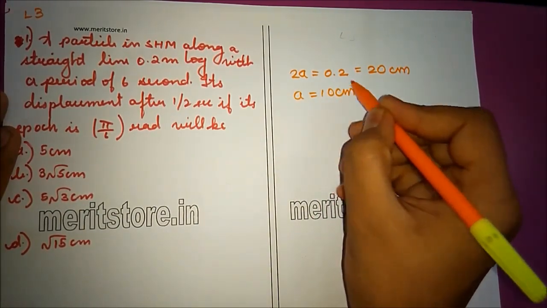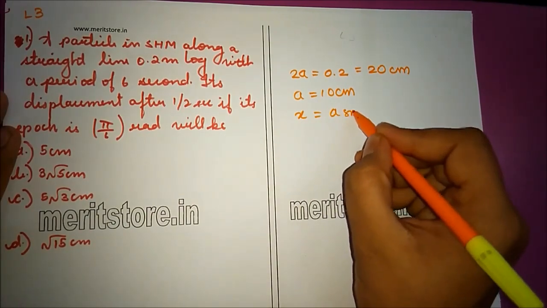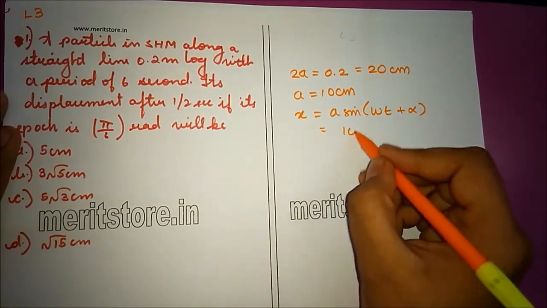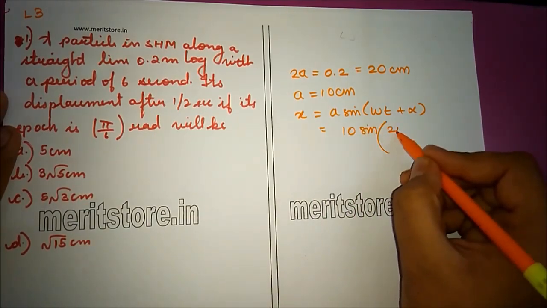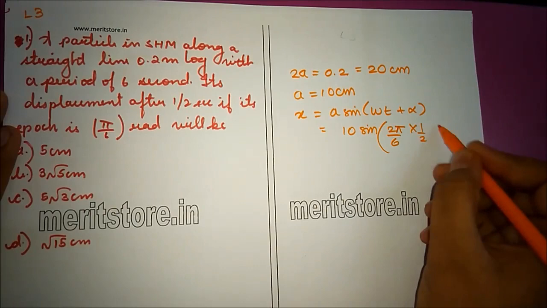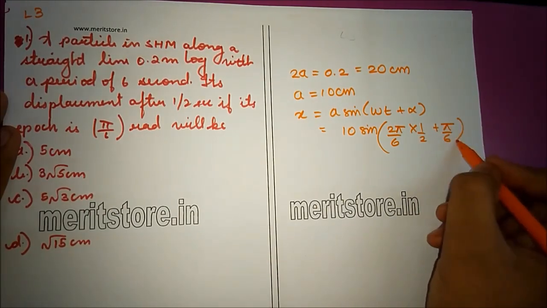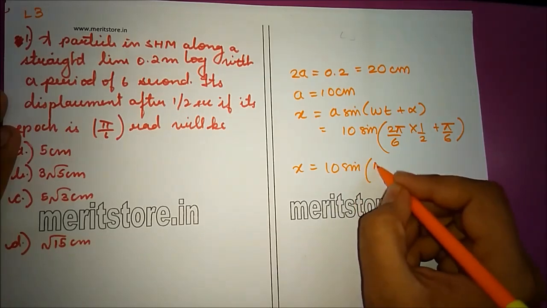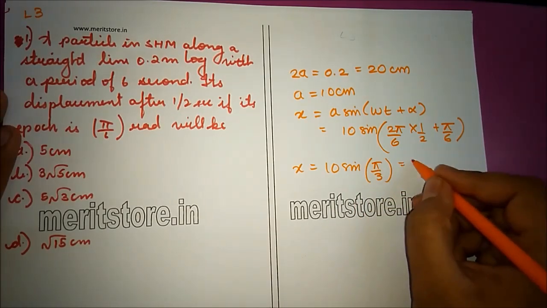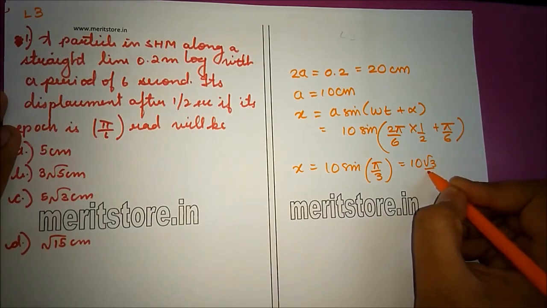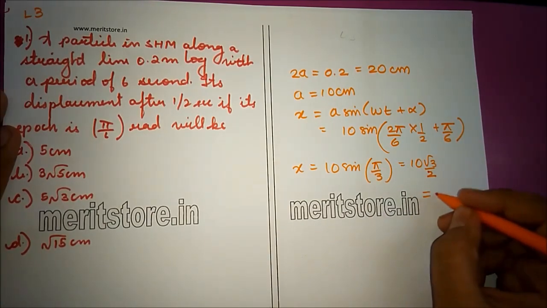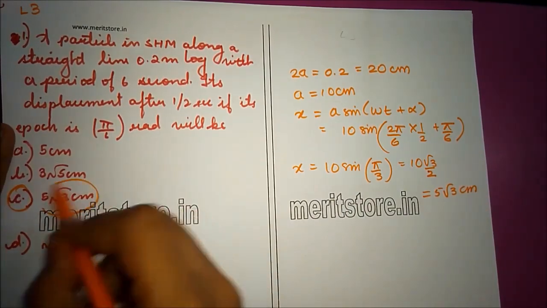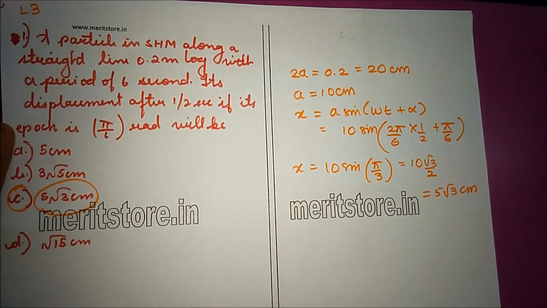x is equal to a sine omega t plus alpha, which is equal to 10 sine (2 pi by 6 into 1 by 2 plus pi by 6). So x is equal to 10 sine pi by 3, which is equal to 10 root 3 by 2, which is equal to 5 root 3 centimeter. So option C, 5 root 3 centimeter is the correct answer.